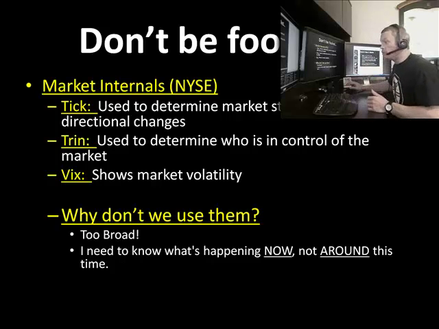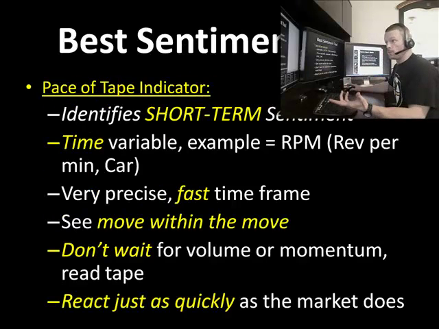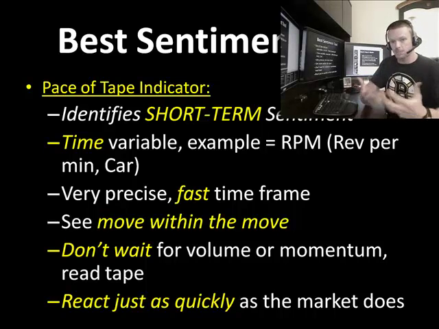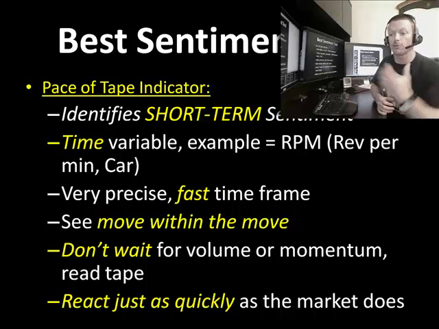And that's why we use what I call the best sentiment tool, which is the pace of the tape indicator. It identifies short-term sentiment, and I think it's the most effective way of doing that. It uses a time variable. Think of the pace of the tape indicator in ticks per minute, right? Ticks per second, ticks per 30 seconds.